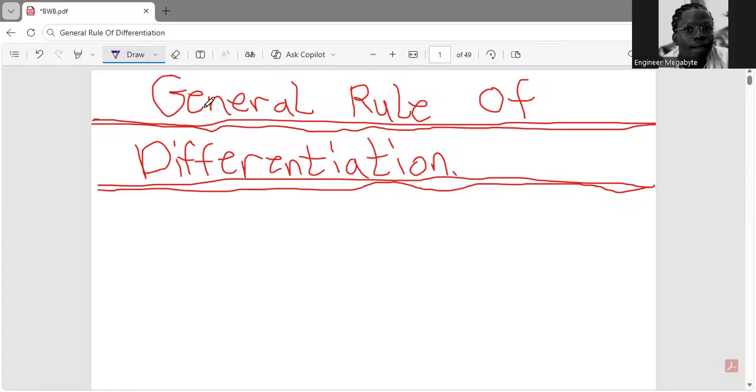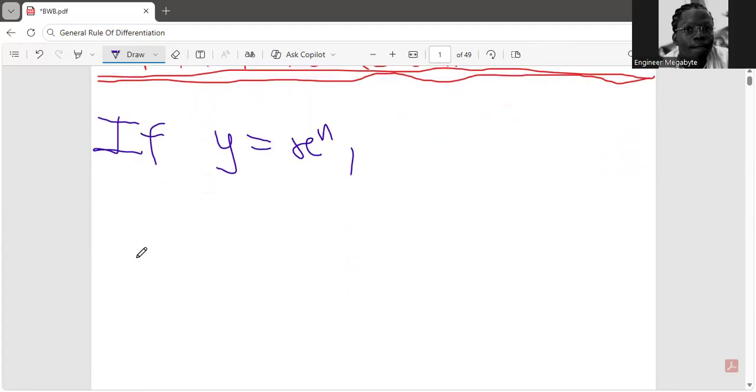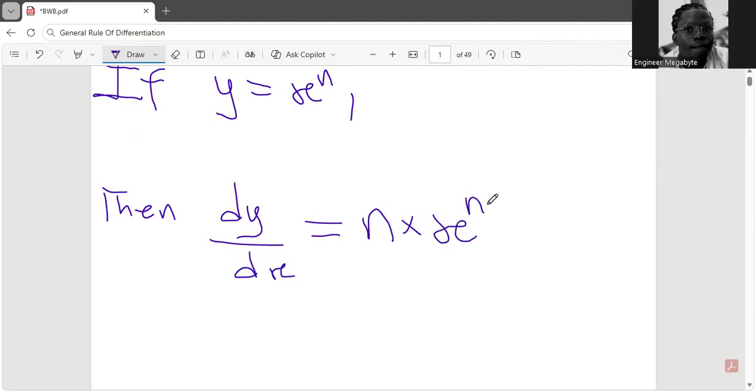All right. So today we want to look at the general rule of differentiation. Exactly. So we say that if y is equal to x exponent n, then it means that dy dx, or the differential of y, can be expressed in the form of what? n times the x. Then at the same time, we're going to subtract 1 from the what?